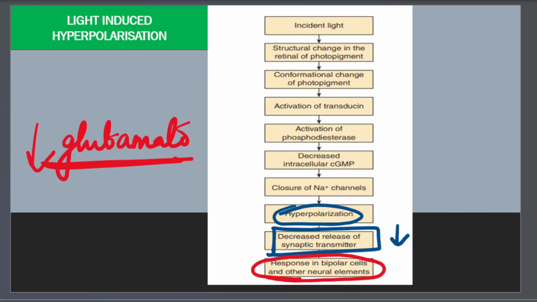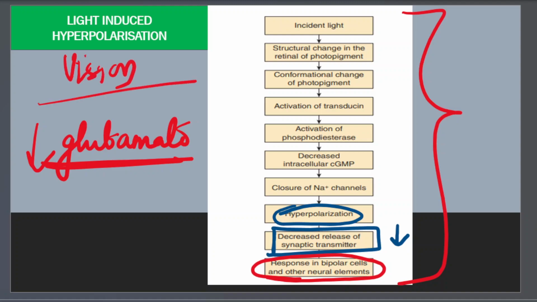This is in contrast to other sensory neurons, which are activated by depolarization. But here in photoreceptor cells, it is activated by hyperpolarization. So that's the difference you should know about. All right. So this is what is happening in light-induced hyperpolarization in vision.